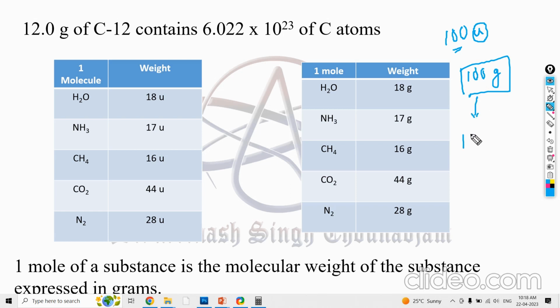How many molecules of calcium carbonate does it contain? It contains 6.022 into 10 raised to 23 molecules of calcium carbonate, or rather 1 mole of calcium carbonate.